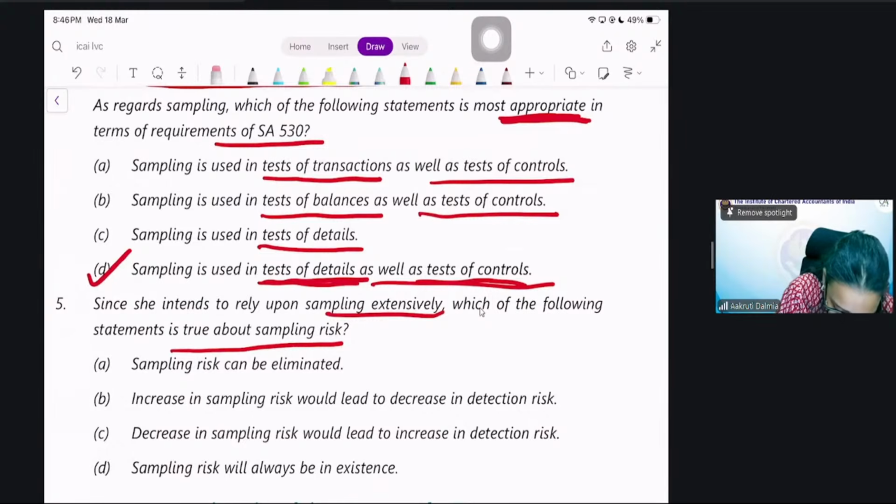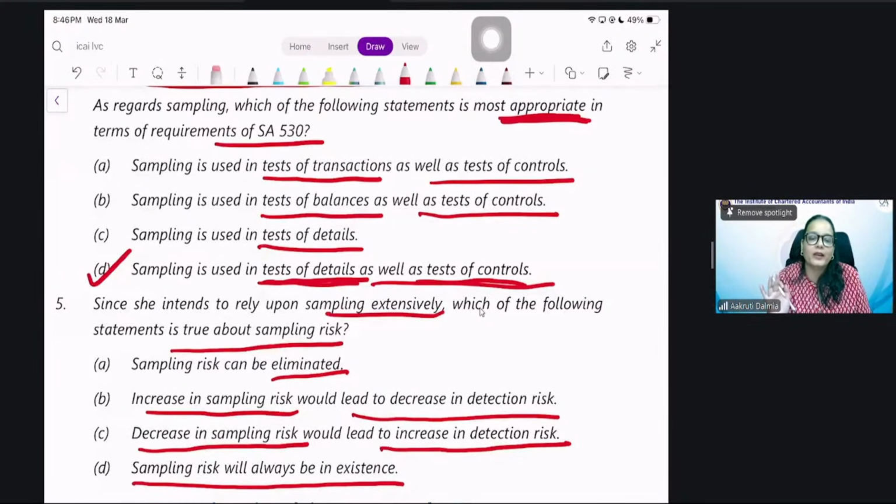Since she intends to rely upon sampling extensively, which of the following statement is true about sampling risk? Sampling risk can be eliminated. Increase in sampling risk would lead to decrease in detection risk. Decrease would always be in existence. Very good. That's it.